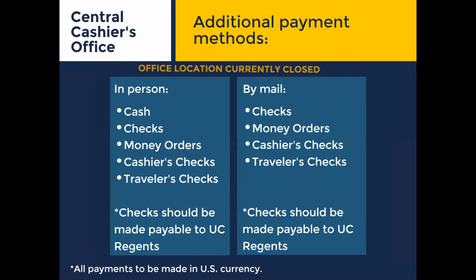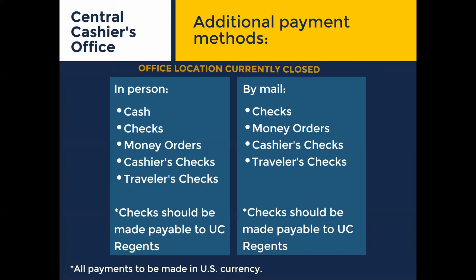So going back to payment methods, if you're unable to make a payment using any of our previous options, you can make a payment directly to the cashier's office. Please note that you can only use the payment options listed here. So you have an option to pay with cash, which can be submitted in person only. You can pay with personal checks, money orders, cashier's checks, or traveler's checks.